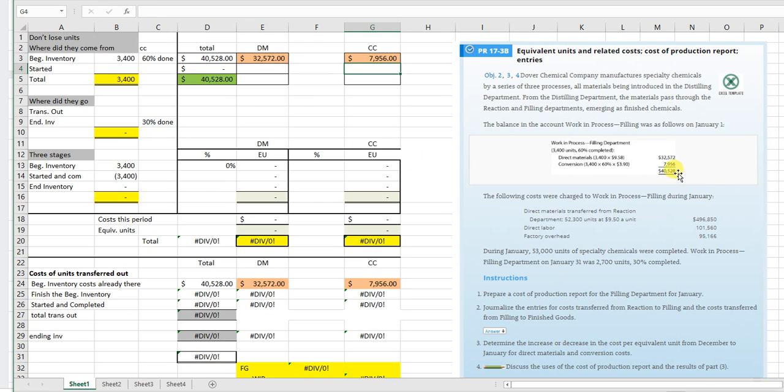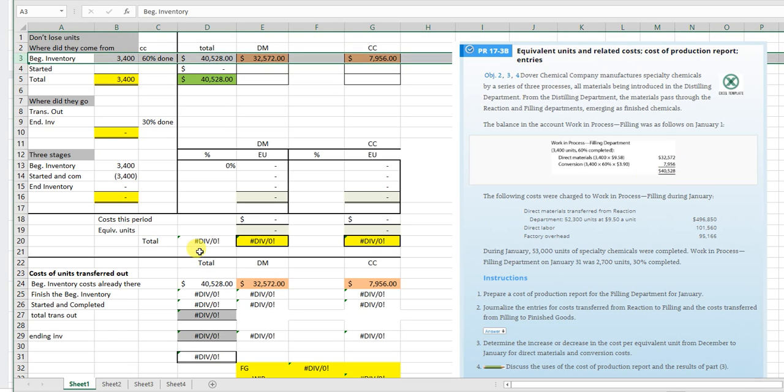So I have the $40,528 of costs. So this line is all beginning inventory. When I show you the solution in just a second, you're going to see they don't do this. I simply do it because I'd like to do it all at one time so I don't lose my dollars, I don't lose my costs.